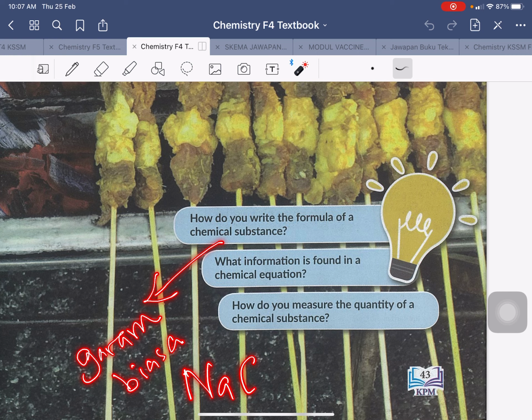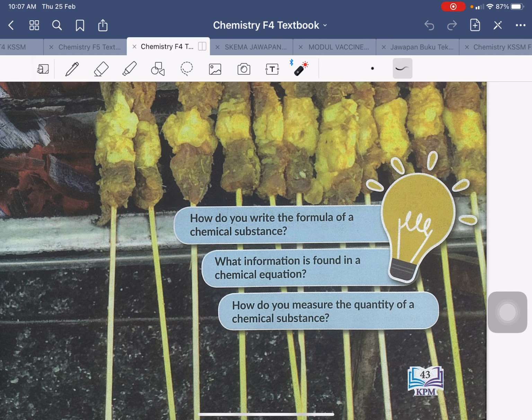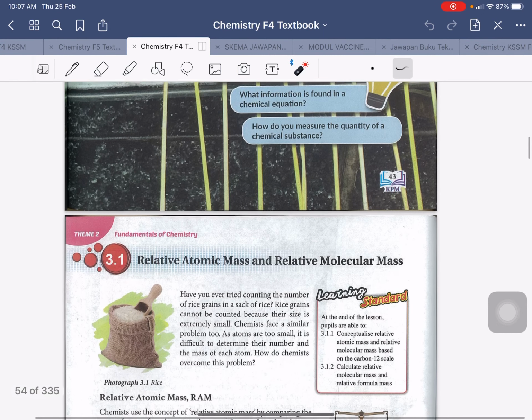It's actually NaCl. So, how do I know it's NaCl? Why Na? Why not Na2? Why not Na3Cl10? Okay, why not like that? And why is it NaCl only? So, those are the things that you're going to understand.